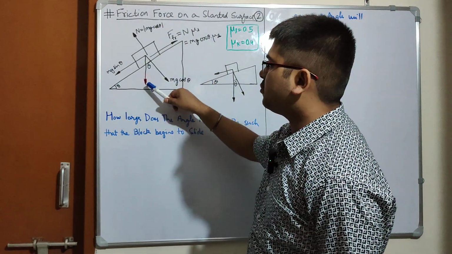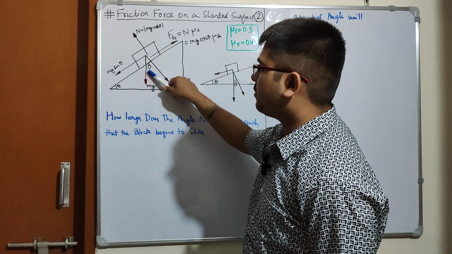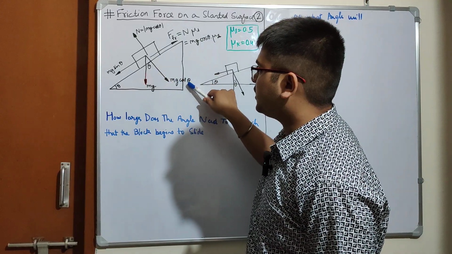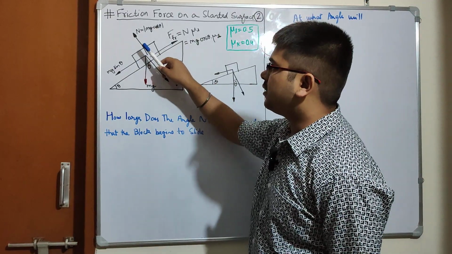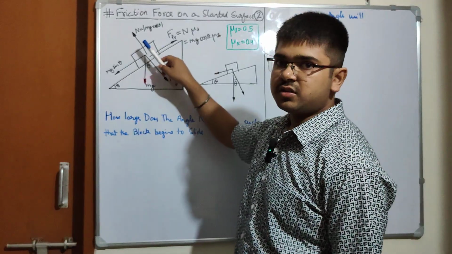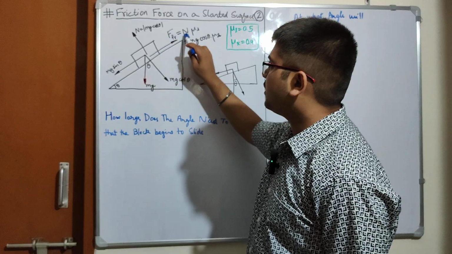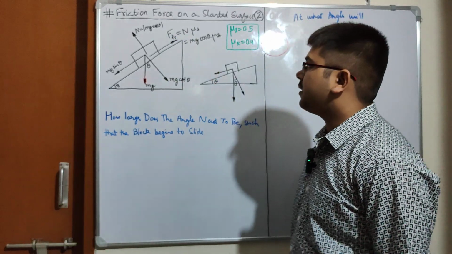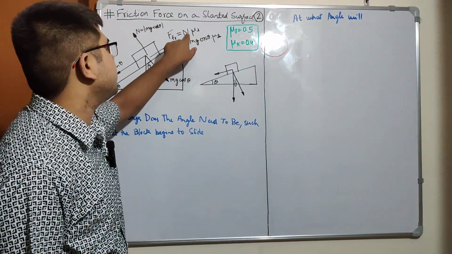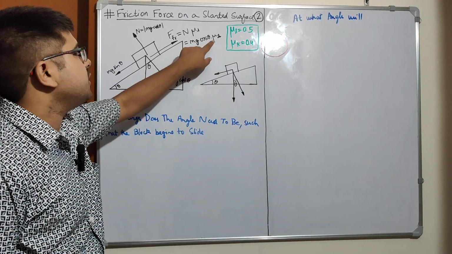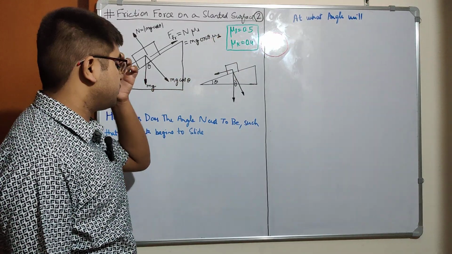So we have the mg force in the downward direction, and this theta will come here and become theta here. This will be mg cos theta, this will be mg sin theta, and the normal force will be perpendicular to the surface, upward, equal to mg cos theta. The friction force is F = N mu_s, and N is mg cos theta, so F = mg cos theta mu_s. The mu_s value we are already given is 0.5 and the mu_k value is 0.4.